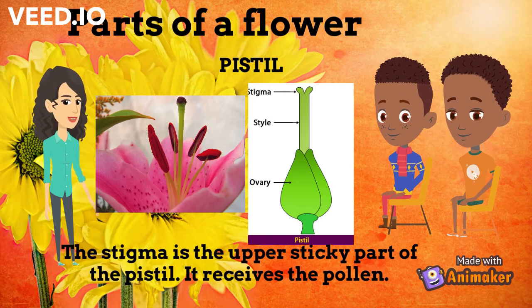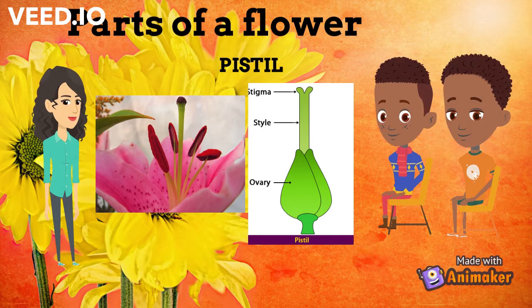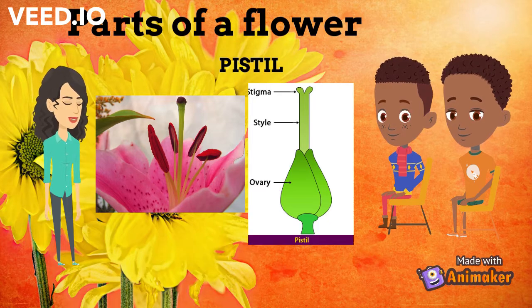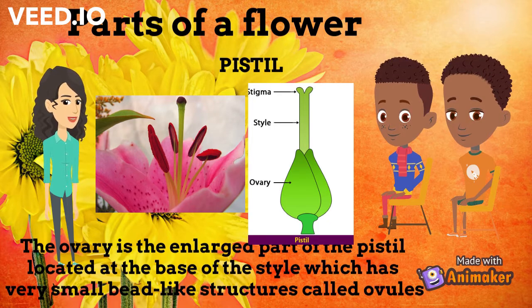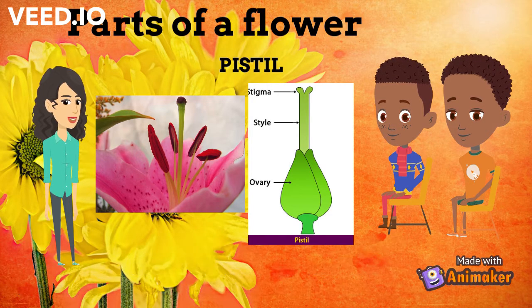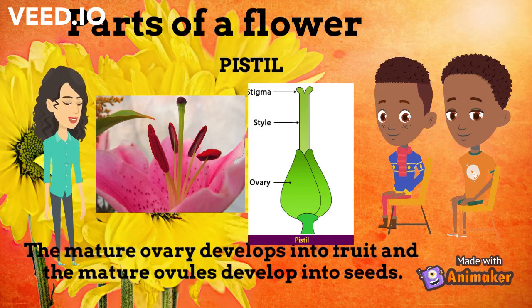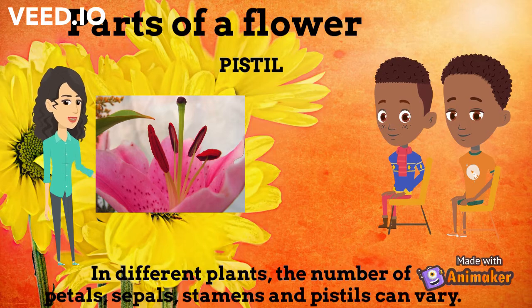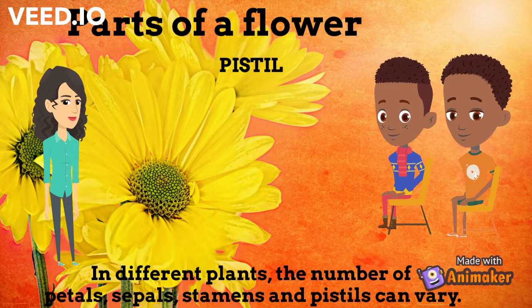It receives the pollen. Style. The style is the long tube-like stem of the pistil which connects the ovary to the stigma. Ovary. The ovary is the enlarged part of the pistil located at the base of the style, which has very small bead-like structures called ovules. The mature ovary develops into fruit and the mature ovules develop into seeds. In different plants, the number of petals, sepals, stamens and pistils can vary.